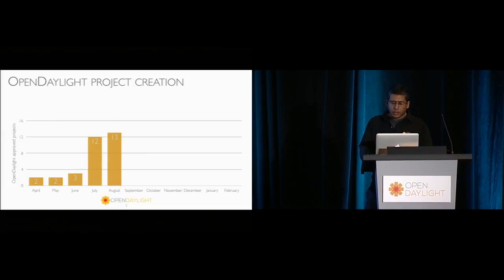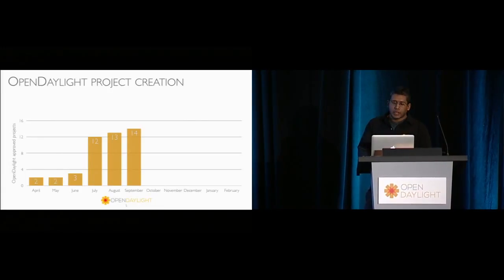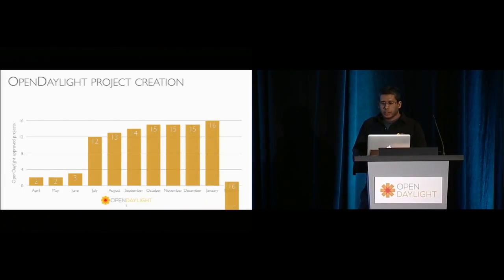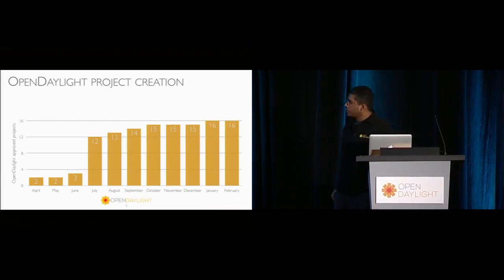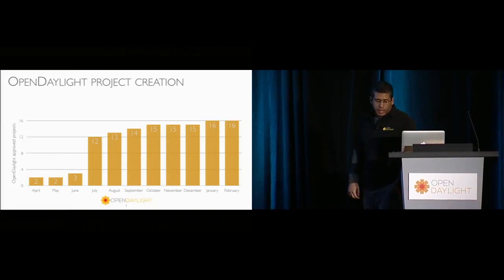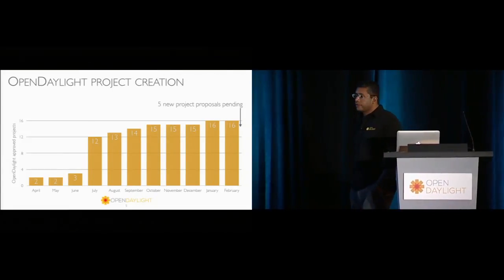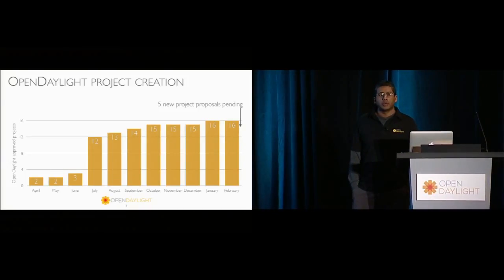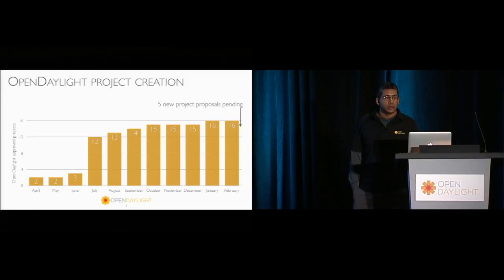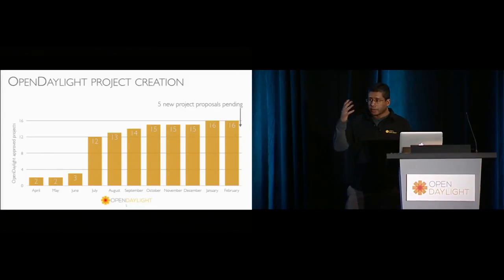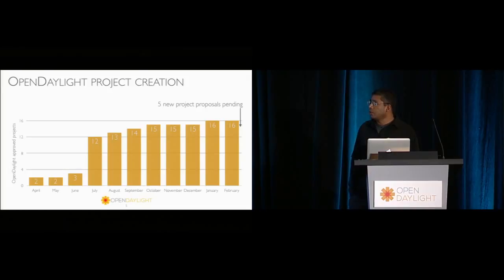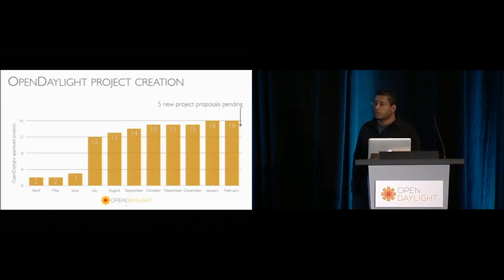Since then, we've been adding projects at a roughly almost one per month pace, through the end of the year, into the Hydrogen release, where we are today in February. In fact, we have 5 new project proposals that are still pending approval, that we're going to be reviewing and approving over the next few weeks in the technical steering committee meetings. By the way, for those of you who don't know, the TSC meetings are completely open. Anyone can dial into them, listen, and even participate by asking questions and raising their own points.